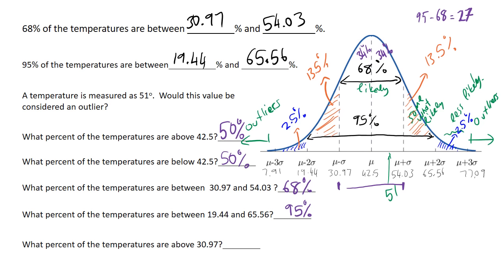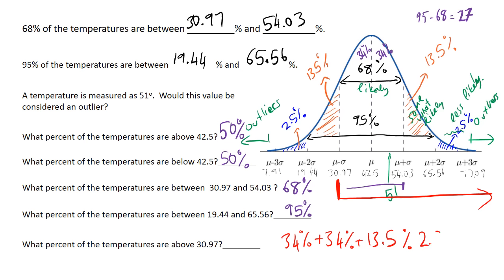2 standard deviations away. What percent of the temperatures are above 30.97? When I look at above 30.97, I'm looking at 30.97 and all the values that are above it. So I kind of have to add some percentages together. It looks like we have a 34% sector, and we have another 34% sector, and we have a 13.5% sector and a 2.5% sector. We can add all of them up to find the percentage of the temperatures above 30.97. This would be 84%.